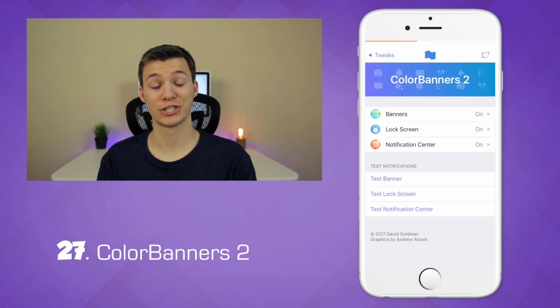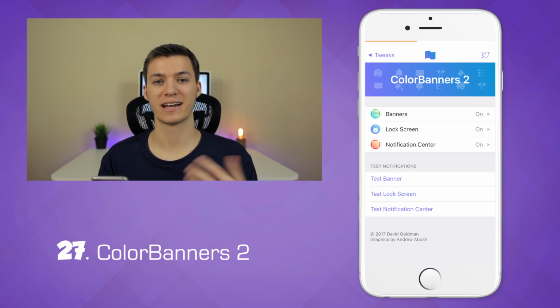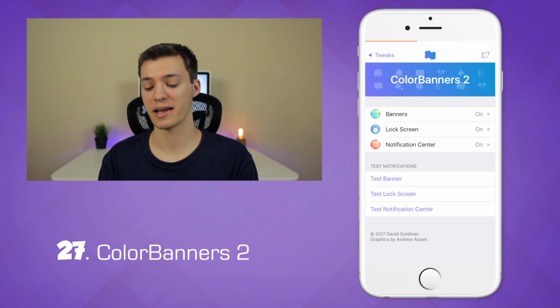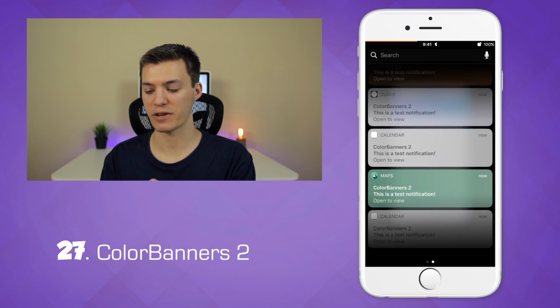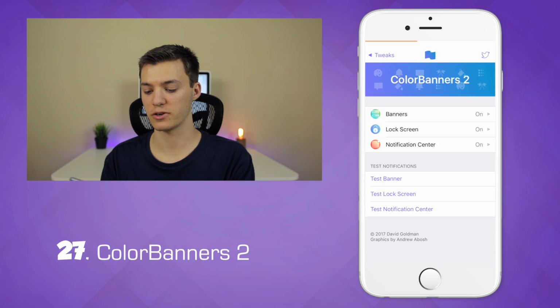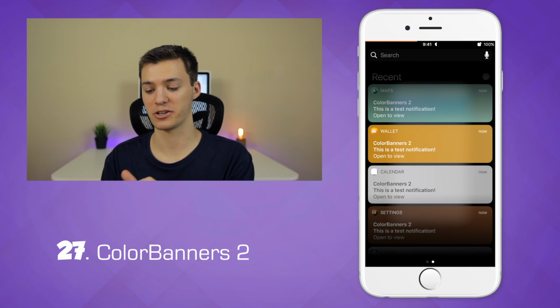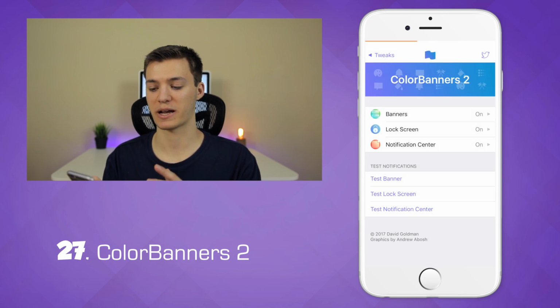Next up is ColorBanners 2, and this is a very popular tweak that I just haven't covered yet on the channel, so I wanted to cover it and put it at the end because most people know about it. But all this does is change the banner color of your notifications. So if we go ahead and test the notification center there, you can see we have brown, we have a green one, we have all these different colors for our notifications, and it looks really, really good and different. You can see right there, it really just spices up your device.